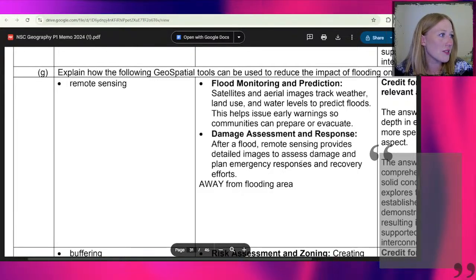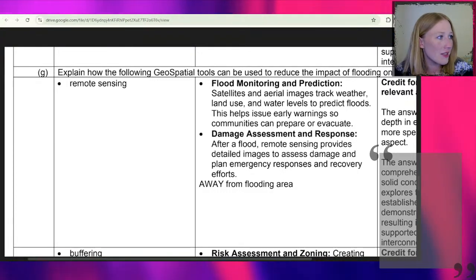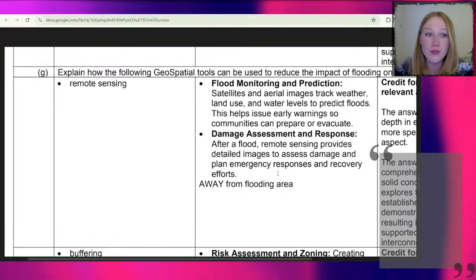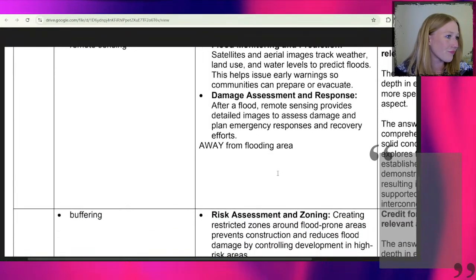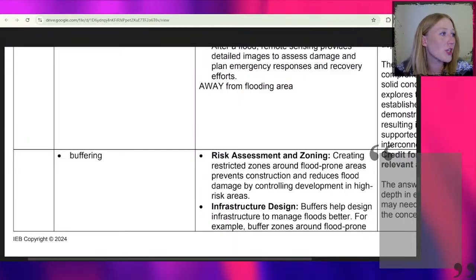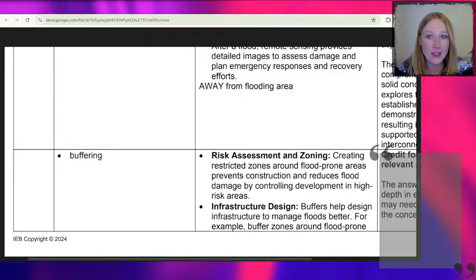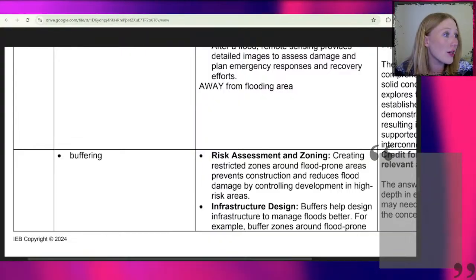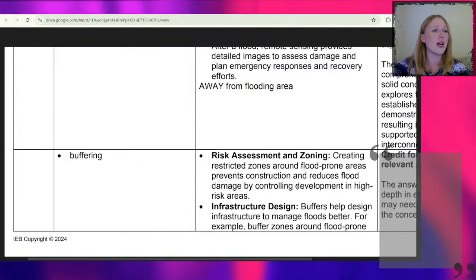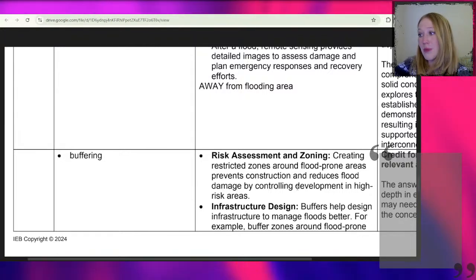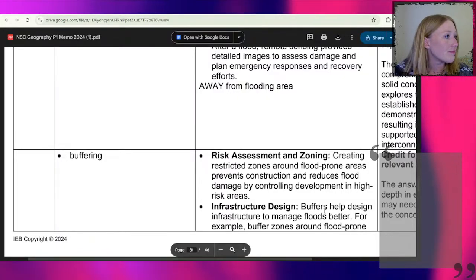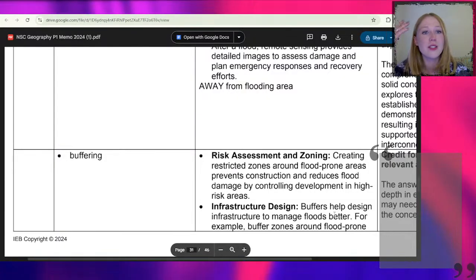After the flood, remote sensing can provide detailed images, assess damage, plan emergency response, recovery efforts. So very much like what I was saying. Okay, and then buffering. Yeah, establishing where places are most likely to be flooded and maybe just avoiding those areas. So don't construct in those areas and maybe have some type of flood control method, like building up levees or channel walls or something else like that. Oh, that's literally what I just said.